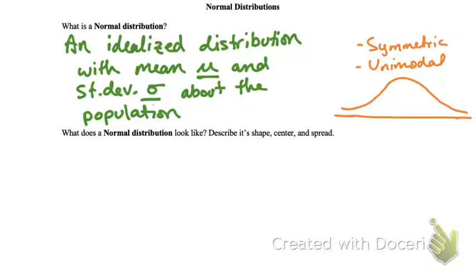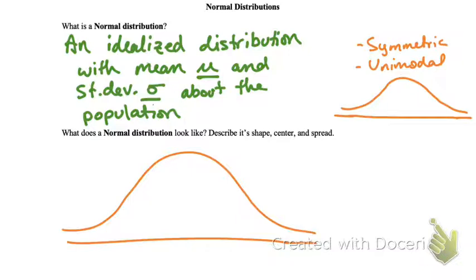Oh, I guess that's down here. What does it look like? I just drew it. Here's a bigger version. There it is. Now, let's describe its shape. I kind of already did that. What is the shape? Symmetric and unimodal. Symmetric and unimodal. Now, guess what?